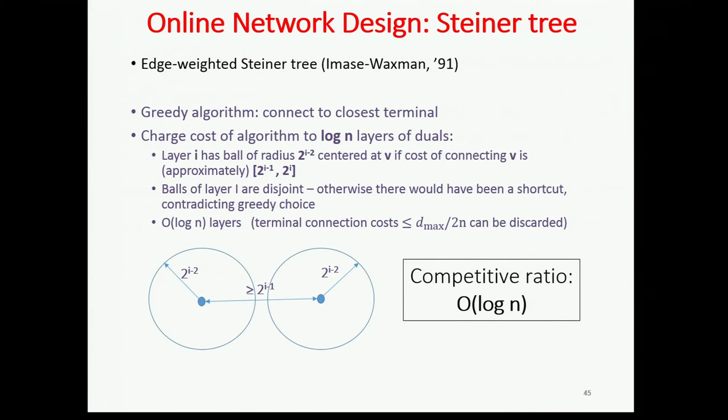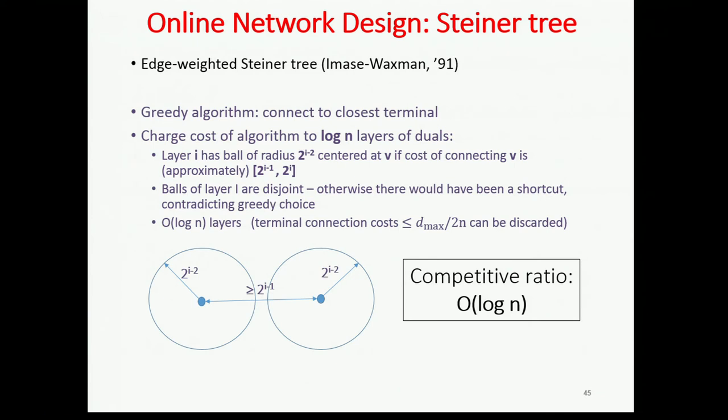So now the idea of dual fitting is very simple. The dual solution here is a set of balls, and if the connection cost is between 2^(i-1) and 2^i, then we'll have a ball of radius 2^(i-2) around that terminal. What we need to prove is that all the balls in a certain layer are disjoint. Then they define a feasible solution.